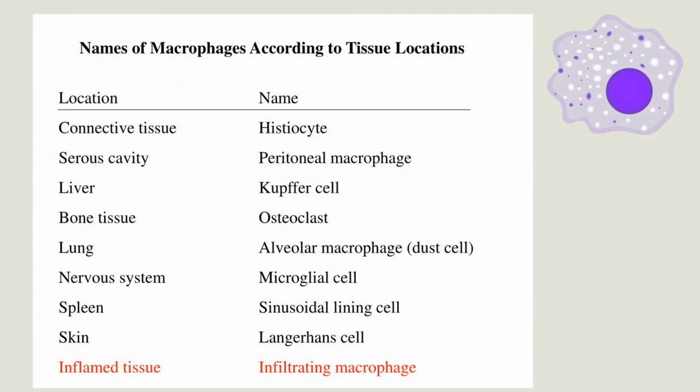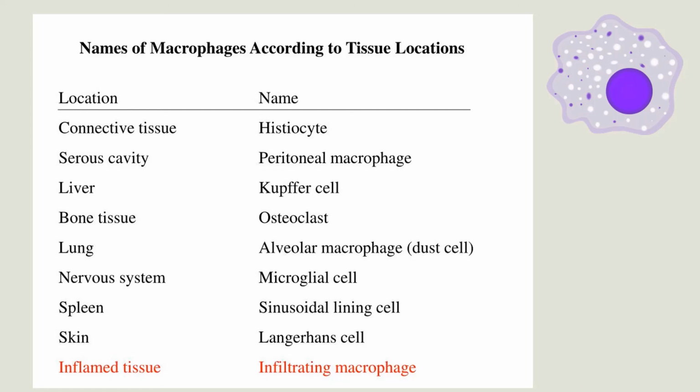In different tissues, macrophages have different names. Names of macrophages according to tissue location: in connective tissue, histiocyte. In serous cavities, peritoneal macrophage. Liver, Kupffer cell. Bone tissue, osteoclast. Lung, alveolar macrophage or dust cell. Nervous system, microglial cell. Spleen, sinusoidal lining cell. Skin, Langerhans cell. Inflamed tissue, infiltrating macrophage.